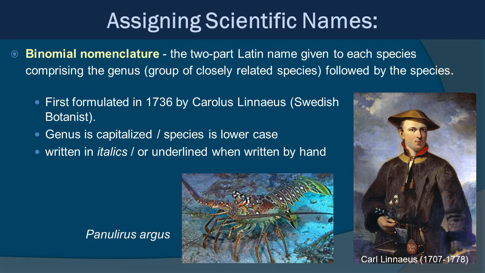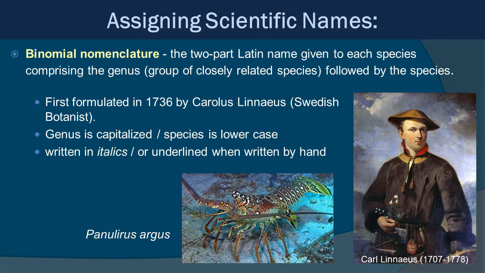First of all, we start with the organism's name, and we use a technique called binomial nomenclature. It's a two-part Latin name given to each species comprising of the genus, or the group closely related to the species, followed by the species itself. And again, this was first formulated in 1736. Now, when we write these things, we actually capitalize genus and lowercase the species name, and they are all written in italics on the computer, specifically, or underlined if you're doing handwritten work.